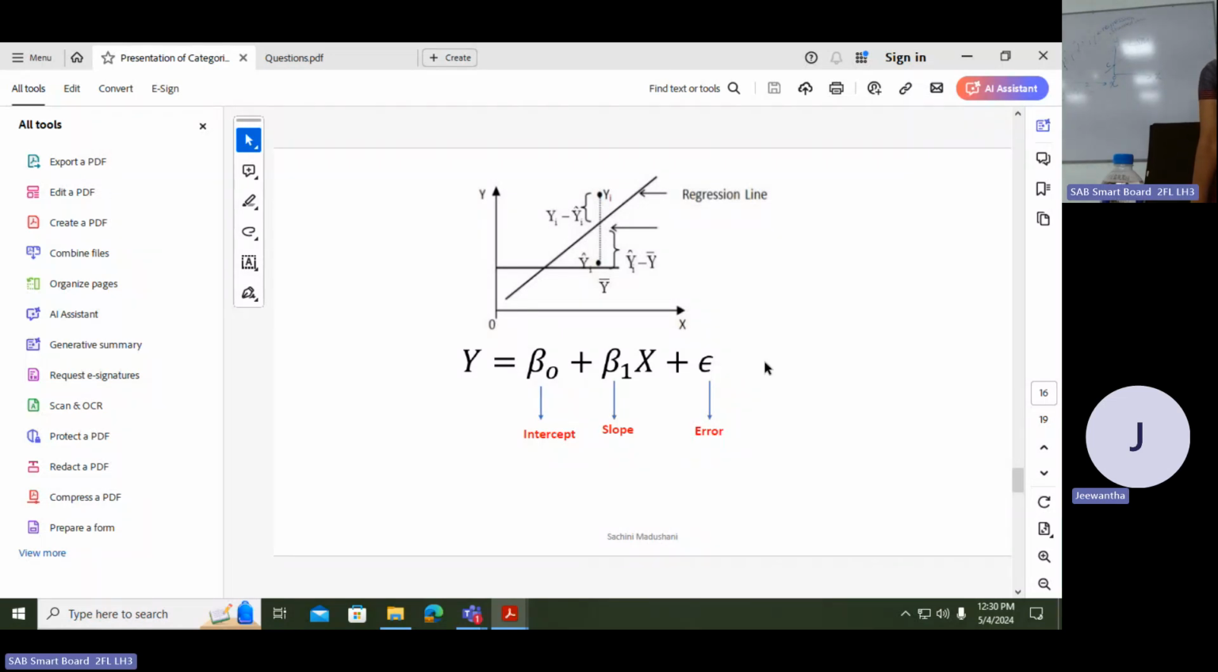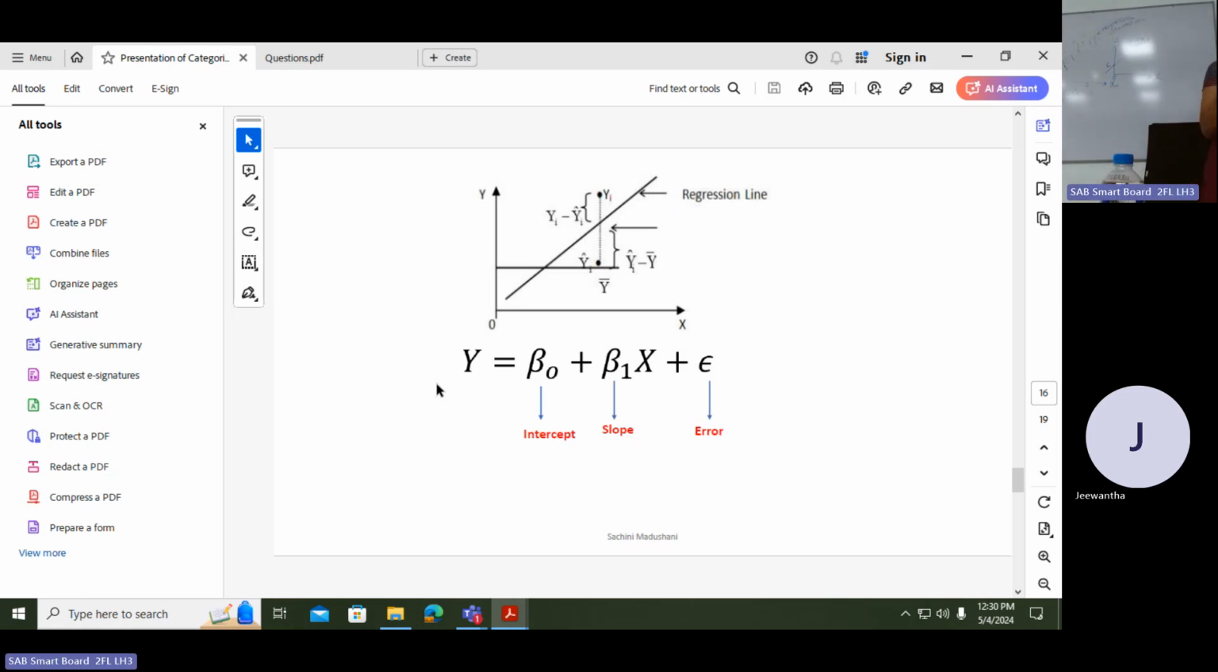Then, in the statistical equation, how do we interpret beta naught? Normally x is the independent variable and y is the dependent variable. Beta naught is the intercept. How to interpret the intercept? When our independent variable is equal to 0, what is the value of the dependent variable?